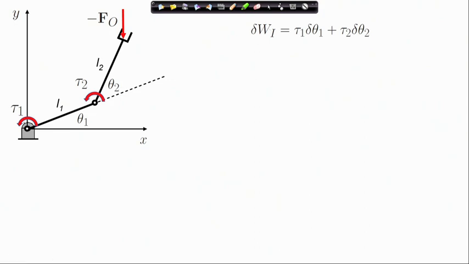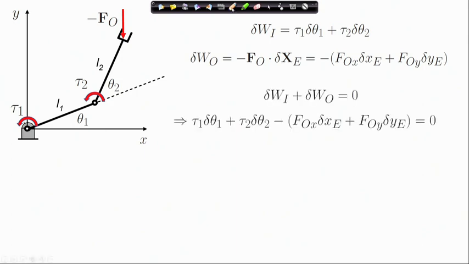Now, we compute the virtual work done at the input, which is tau 1 times delta theta 1 plus tau 2 times delta theta 2. The virtual work done at the output, because of this reaction force minus F_O, is minus F_O dot delta x_e, which is obtained here. Now, the statement of the principle of virtual work states that the net virtual work must vanish. So, I have this relation following from the principle of virtual work.